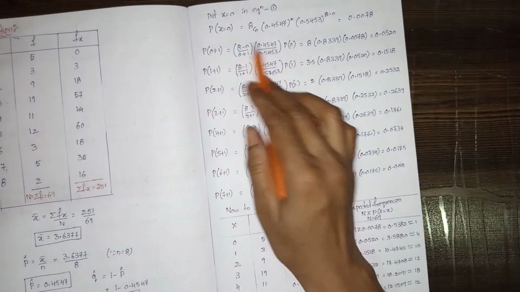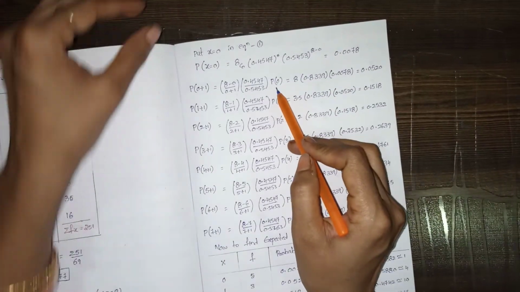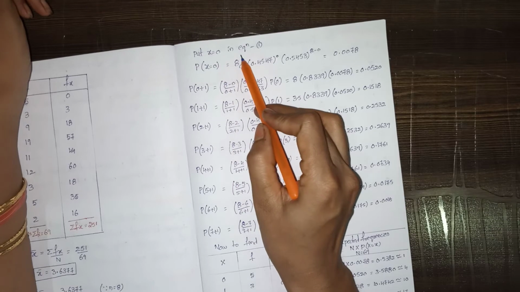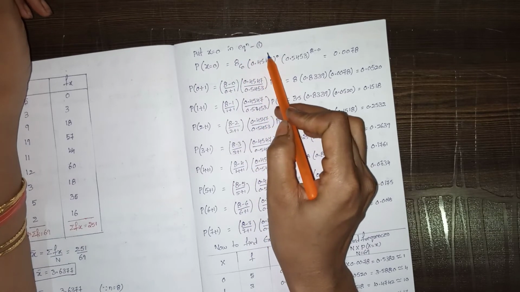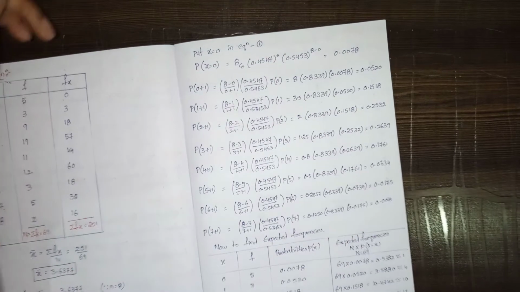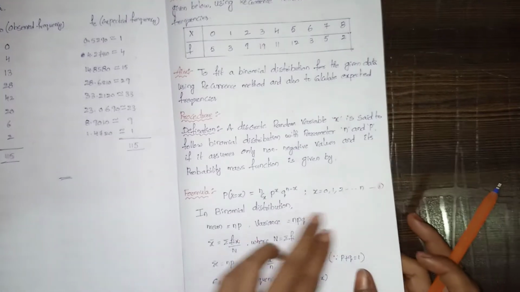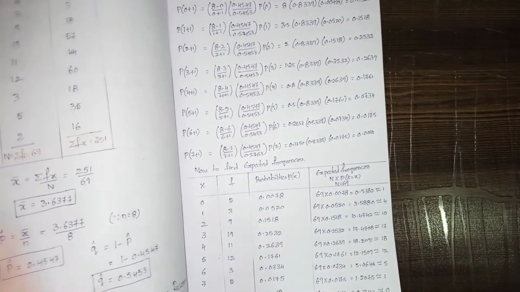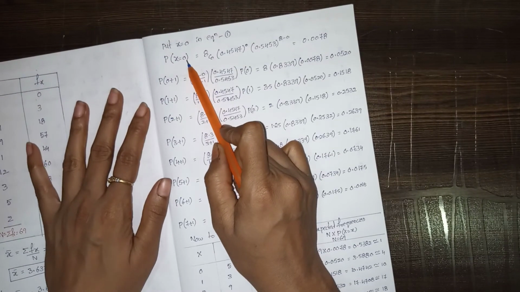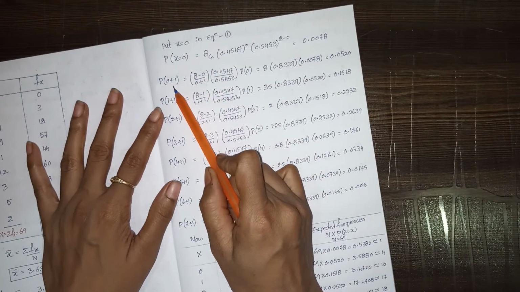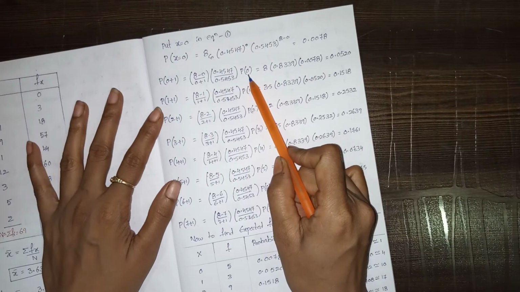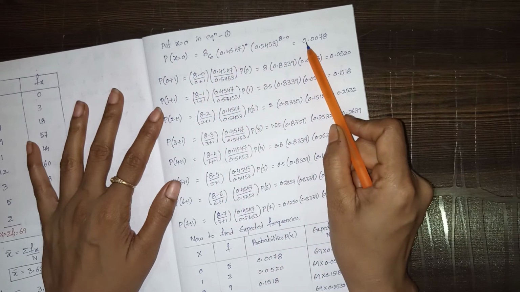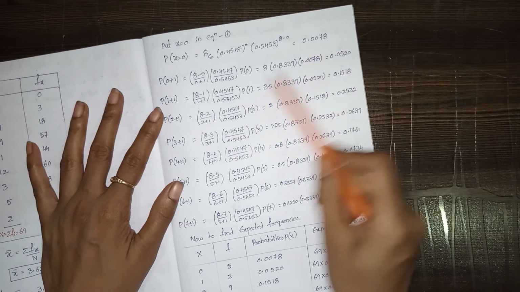So P of x in the sense, x value we are taking 0. So that means we have to find out P of 0. For that we have taken x equals to 0 in equation 1. Equation 1 is nothing but nCx P power x into Q power n minus x. So in this equation 1, first we have to keep x equals to 0. Only x equals to 0 we have to keep. Why? Because if you want P of 1, we want this value. So we have calculated P of x equals to 0, and we got this answer as 0.0078.